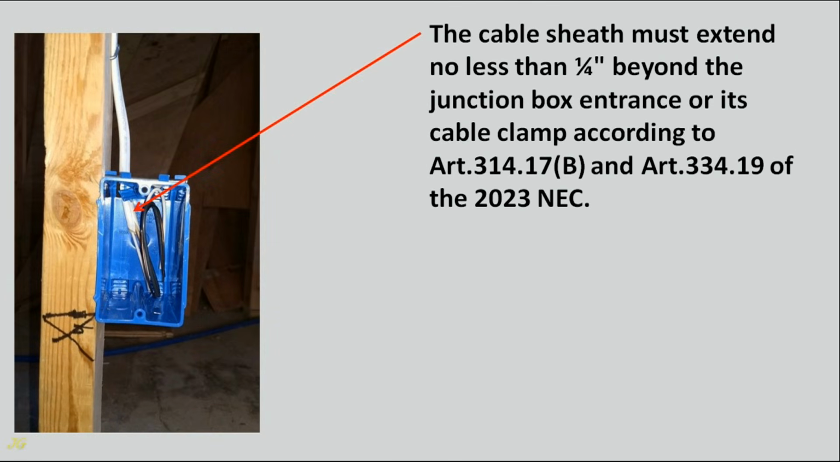The cable sheath must extend no less than 1/4 inch beyond the junction box entrance or its cable clamp according to Article 314.17 B and Article 334.19 of the 2023 NEC.